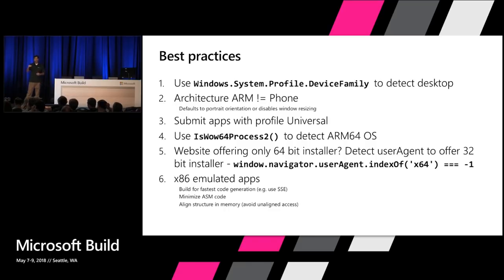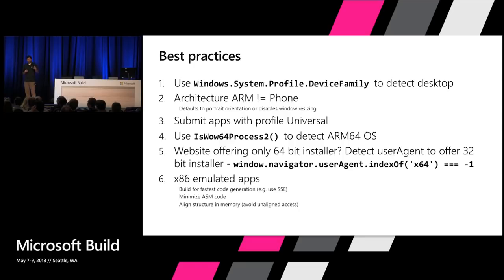If you want to detect if it's desktop, use the device family API. Do not rely on architecture. That is the wrong check. In fact, a lot of apps, Paddington is a good example, assume since architecture equals ARM, they don't even show you your maximize, minimize button. They run it in portrait mode. So please don't do this.